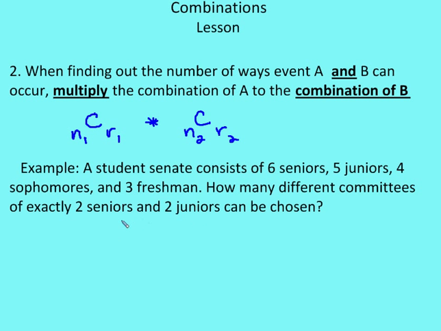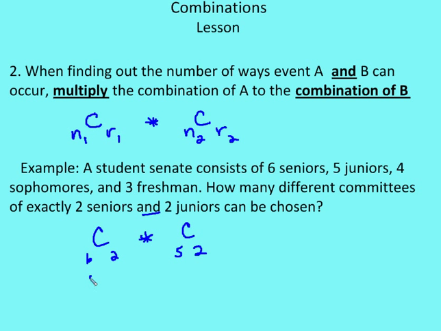All right, so I have 2 different combinations, one of seniors and one of juniors. On the first combination, I have 6 seniors, and I'm going to choose 2. And I'm going to multiply that by, because I need to have and, right? I have exactly 2 seniors and 2 juniors, so I'm going to multiply the 2 combinations together. And in the second case, I have 5 juniors, and I'm selecting the 2.